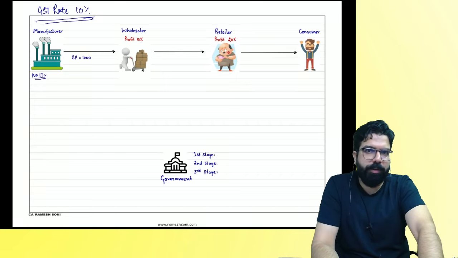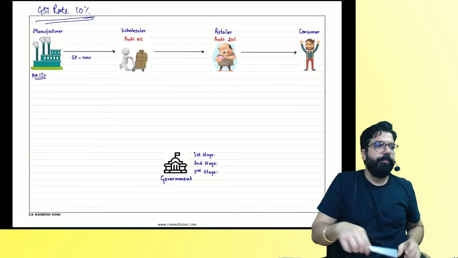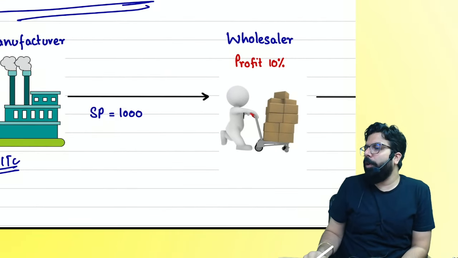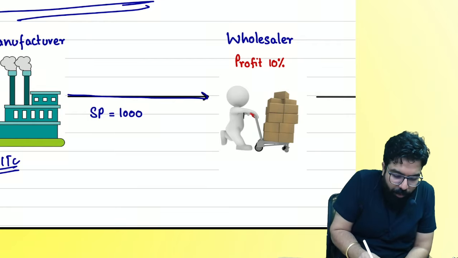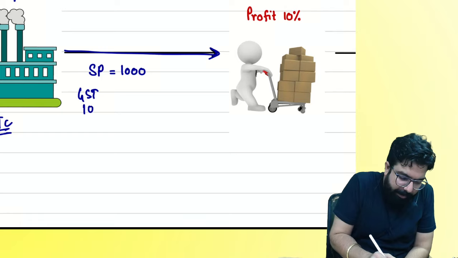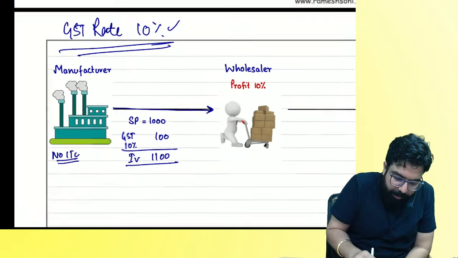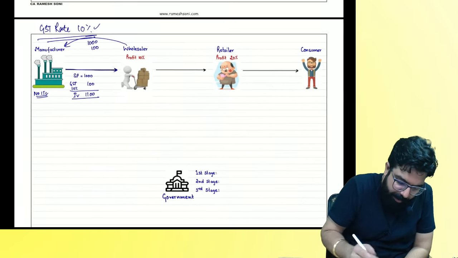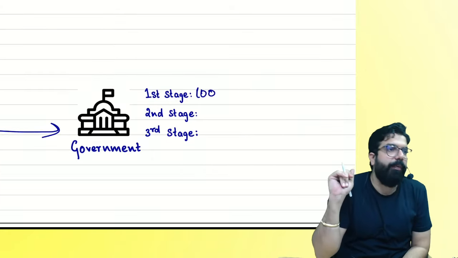People watching at home, pause the video and then we'll start again. Are we done, everyone? Chalo, okay, we'll do it. Can I do it, or are you done? Tell me one thing. Goods are sold from stage to stage. GST is 10%, so 100. Invoice value? He gave 1000 rupees plus he gave 100 rupees. Yes or no, everyone? Government got how much at the first stage? Anyone, any doubt with the first stage?